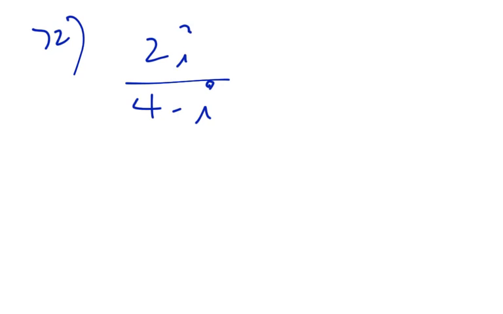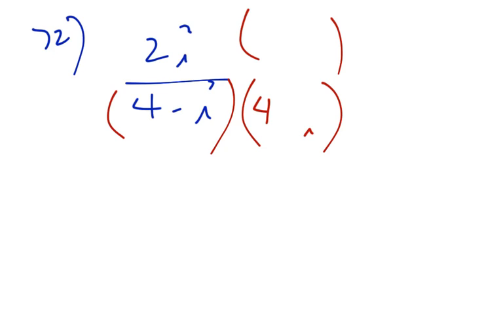Can I have this i in the denominator? No. So that means I need to multiply times the conjugate. What's the conjugate? It's the same thing, but with the opposite sign, so it's positive. If I do it on the bottom, I have to do it on the top, so it doesn't change. That's your complex conjugate.